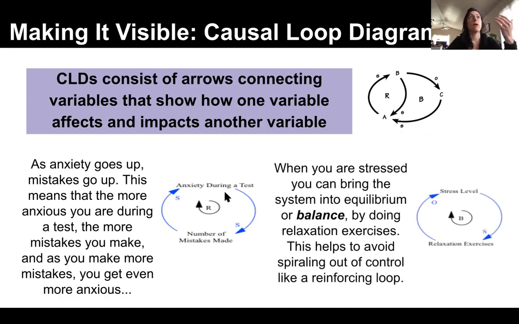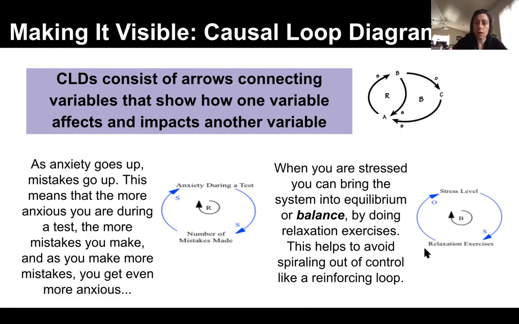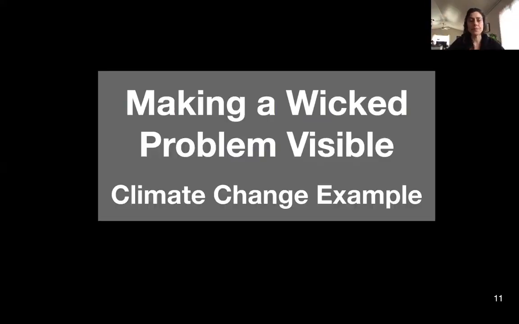But when you think about finding a leverage point for change, the leverage point that you want to push on is that stress level, right? So if we can say, how do we reduce the stress level? Well, we might need to implement a new solution, which might be relaxation exercises. And that will bring us into a balancing loop. So we'll look at a more complex causal loop diagram in a little bit that really gets to the heart of that cause and effect. These ones here were very simple.